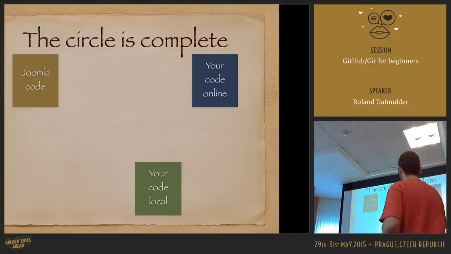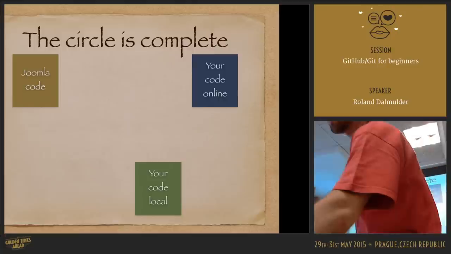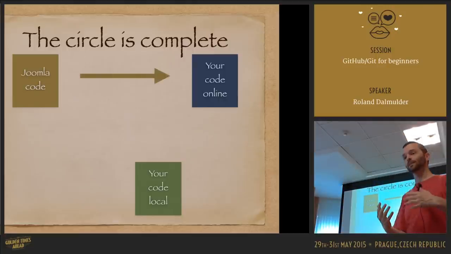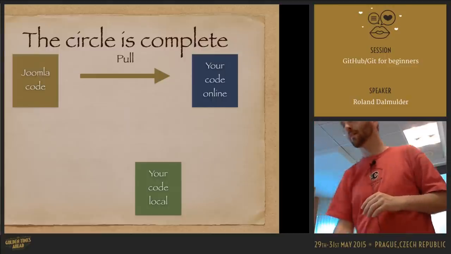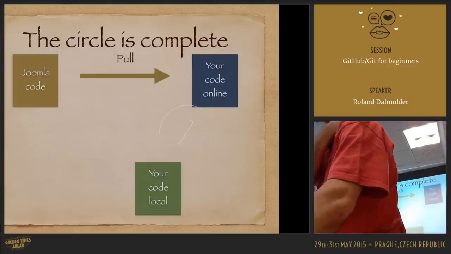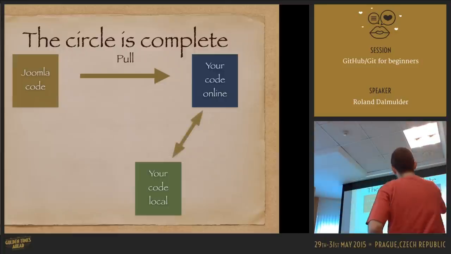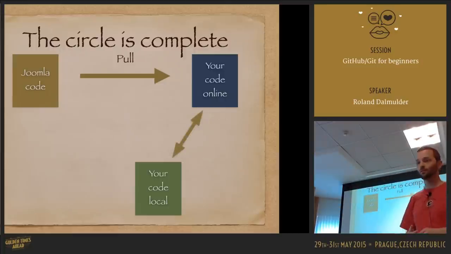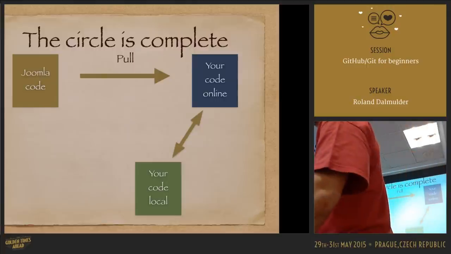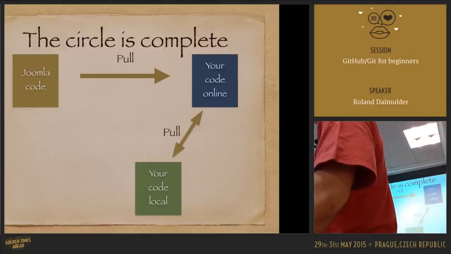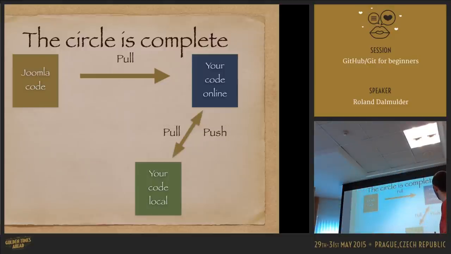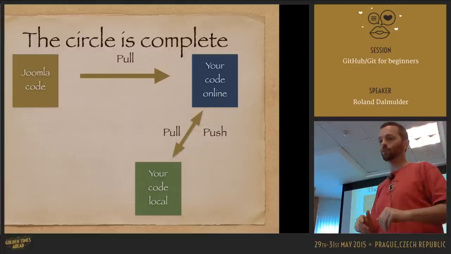And this makes the circle complete, because we went from the Joomla code to our code online. So we got a copy that we can change by pulling the data out of the Joomla repository. Then we put it local on our laptop, on our desktop, by pulling it from the code online to local. And once we made the change, we push it back to the code online.